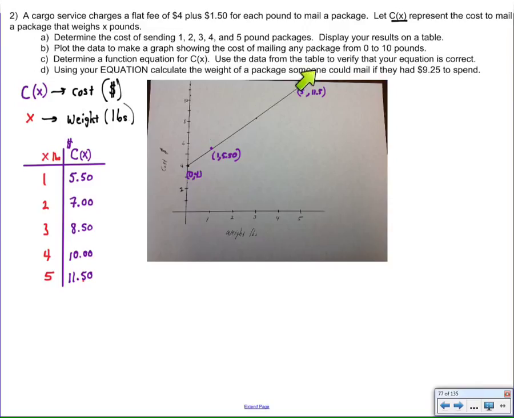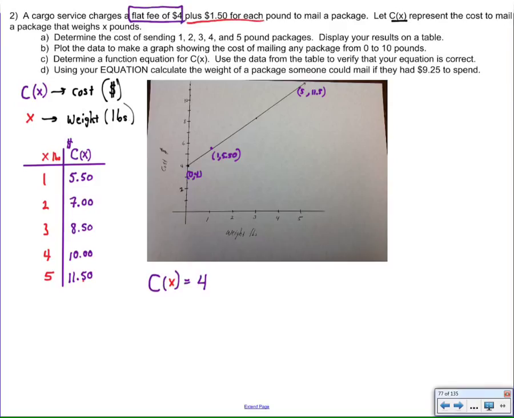I connect those 2 points with a line, and now I have solutions everywhere. So just to verify, I found the point (1, 5.50), $5.50 corresponding to a 1 pound package. If I look where 1 is, and I follow it up to the graph, and I follow it over, it's consistent. So this line is consistent with my data, so now I can move forward.